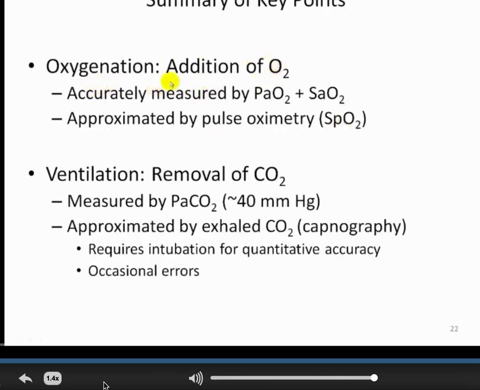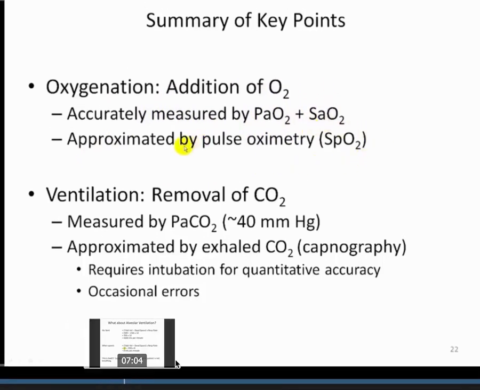So in summary, the key point in understanding oxygenation is that the addition of oxygen into our system can be accurately measured by arterial blood gas values. It certainly can be approximated with pulse oximetry. And ventilation is really the removal of CO2. We want to measure the arterial blood gas values, which is the most accurate way, but it can be approximated with capnography. So both pulse oximetry and capnography are good ways to estimate ventilation. But if you really want to know it for sure and confirm it, you want to go back to your arterial blood gas values.